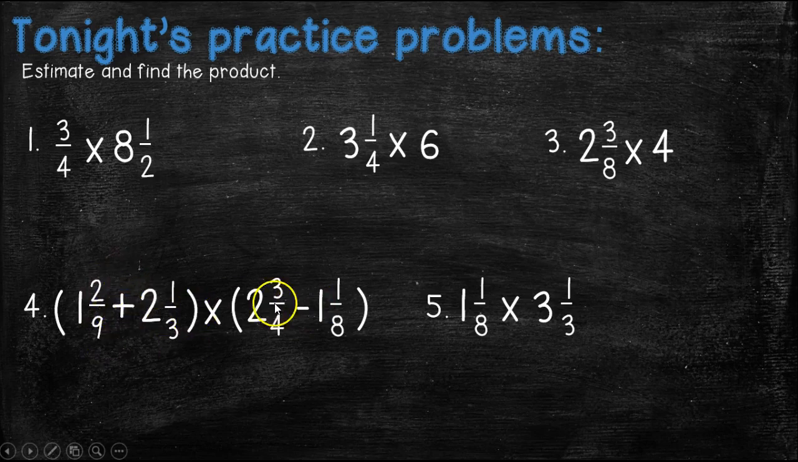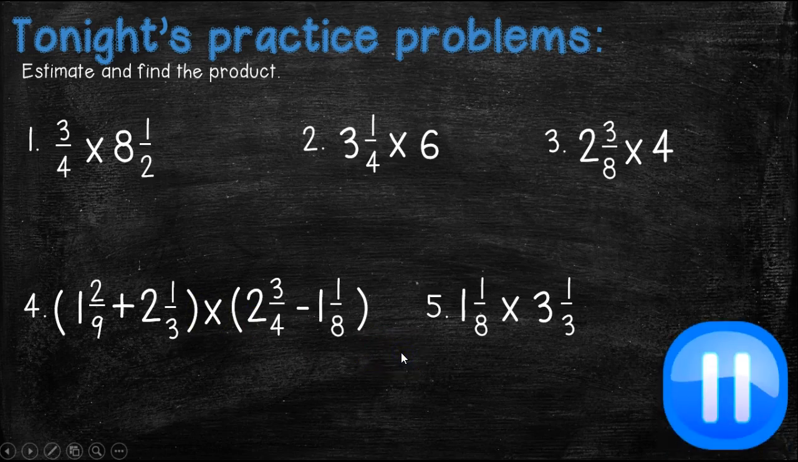We've already talked about adding and subtracting mixed numbers. When you add and subtract mixed numbers, remember you have to have a common denominator, and then you're going to end up multiplying those two together. This one might take a little bit of perseverance, but I believe in you. I think you can do it. Go ahead and pause the video, copy down the problems, and work them out. Remember, estimate and find the product, and come back when you're ready for the answers.